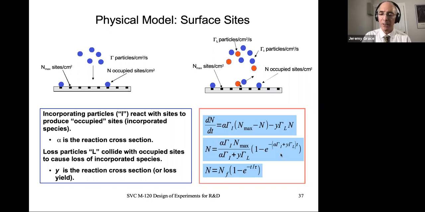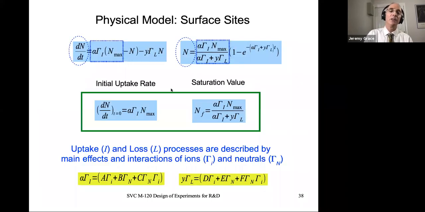Now let's unpack this middle equation. If you just look at the differential equation from the outset, in the limit of no nitrogen in the surface, the only thing that's important is this first term. And you can find out that dN/dt at short times is just proportional to the incorporating flux density times N max and a reaction coefficient. In the saturation regime, where this exponential vanishes at long time, you're stuck with this term here. Notice that that's the incorporation flux over the incorporation flux plus the loss flux, all times their respective coefficients.